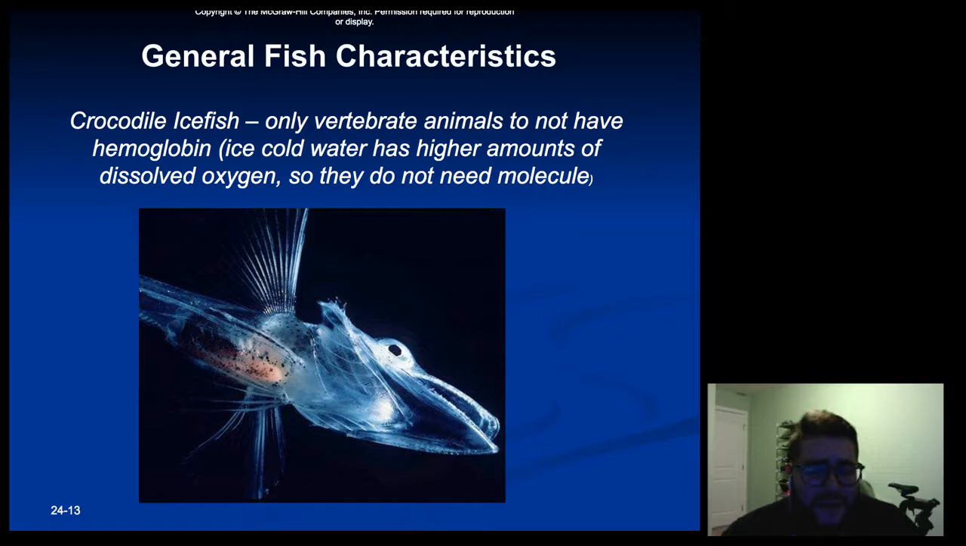They live in ice-cold water, very, very deep down in the oceans. And ice-cold water has higher amounts of dissolved oxygen. And so they don't actually need that molecule hemoglobin to spread oxygen all over their body. They can just diffuse it through their skin.